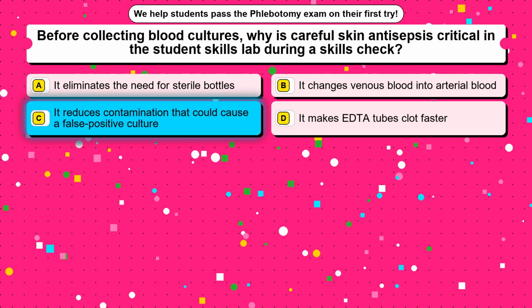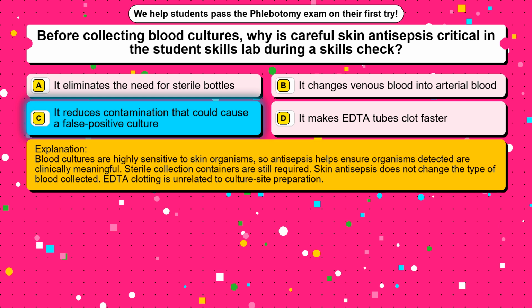The correct answer is option C. It reduces contamination that could cause a false positive culture. Blood cultures are highly sensitive to skin organisms, so antisepsis helps ensure organisms detected are clinically meaningful. Sterile collection containers are still required. Skin antisepsis does not change the type of blood collected. EDTA clotting is unrelated to culture site preparation.